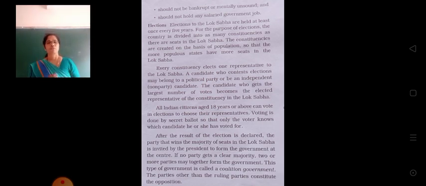These are some of the things related to Lok Sabha. The remaining topics related to Rajya Sabha, how elections are held, and who can vote, we can learn in the next class.